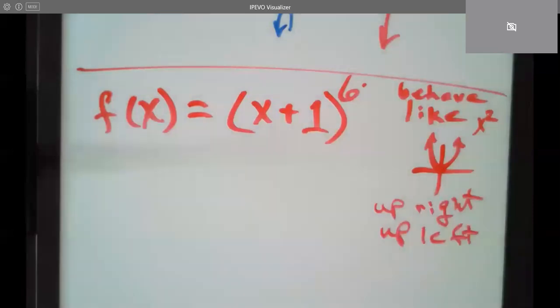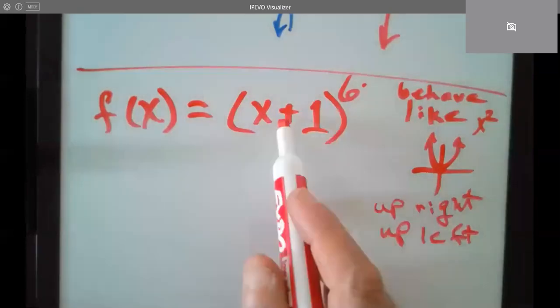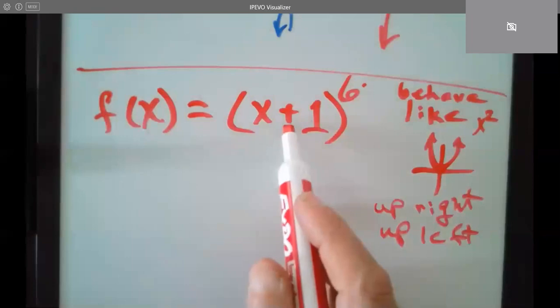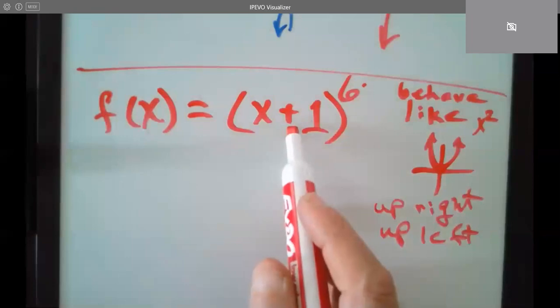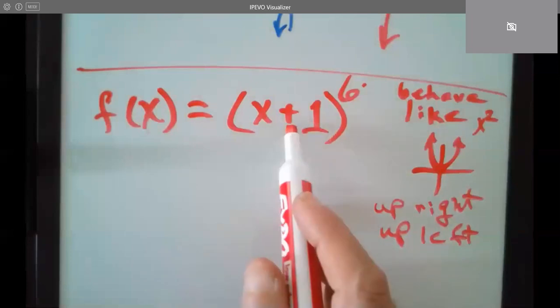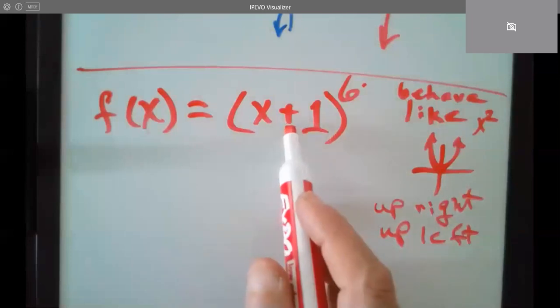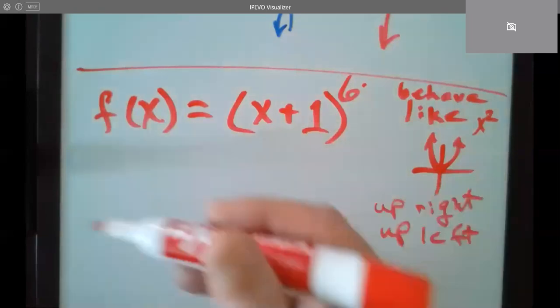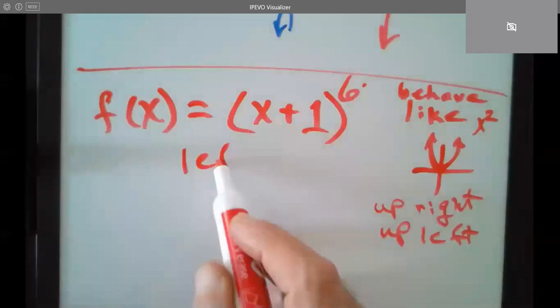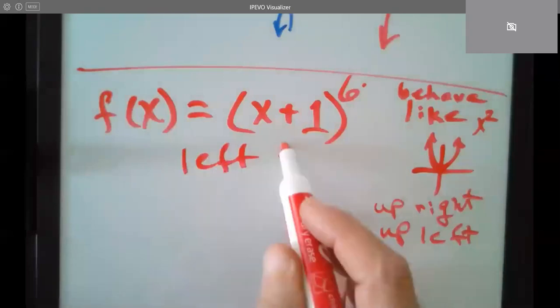Okay? So we know the end behavior. We look, this is parentheses, right? So that means inside parentheses it's going to make it shift either right or left. If it's plus, it's going to shift it to the left. So it shifts left 1 space.